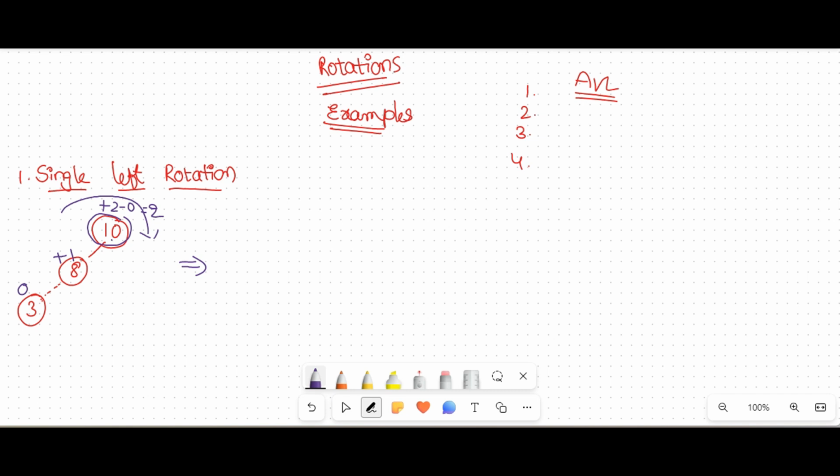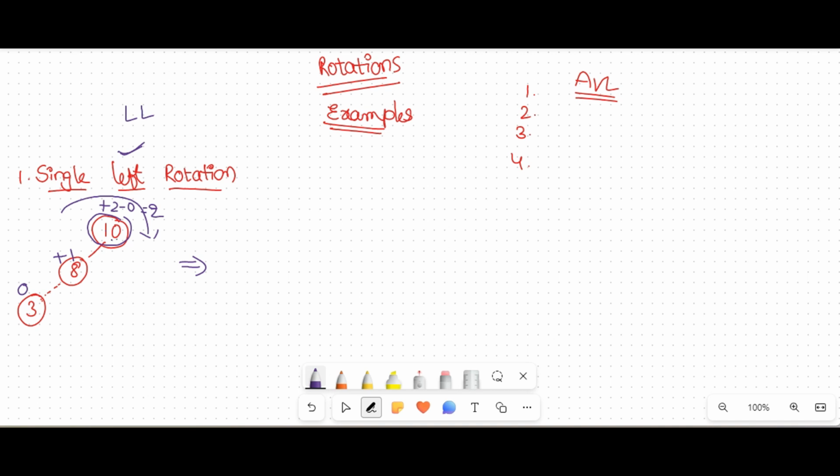Why is it called a single left rotation? The tree is growing towards the left side. That's why I mentioned single left. Of course, the same process may be explained as single right rotation by other authors or faculty members. Don't worry, the concept is the same. Since the tree is growing towards the left side, I am telling you single left rotation, LL rotation.